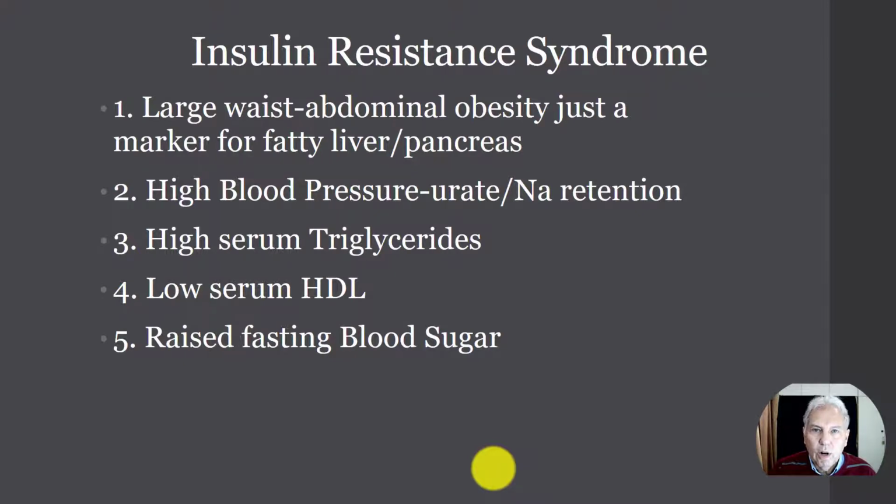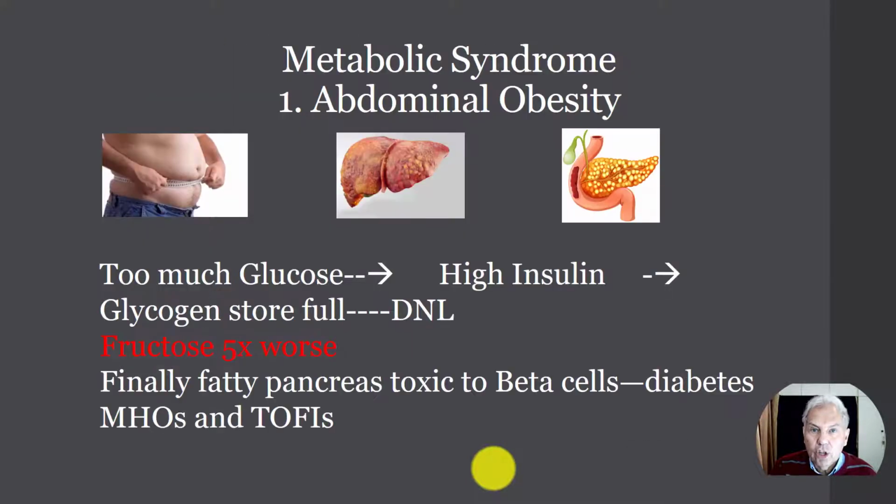Let's have a look at metabolic syndrome, which should be called insulin resistance syndrome, because that's what causes it. The first thing is a large waist, which signifies abdominal obesity, but it's really just a reflection of how much fat there is in the liver and the pancreas. You do get metabolically healthy obese people that have no fatty liver and no fatty pancreas, and they are metabolically healthy. The next thing is high blood pressure, and we'll go into each one of these and explain how they exactly occur. High serum triglycerides. Notice that nothing about LDL here. Low serum HDL, and a raised fasting blood sugar.